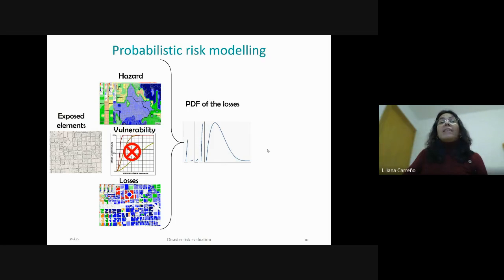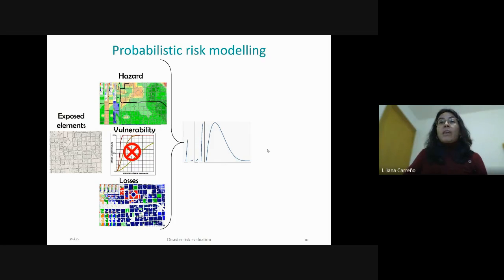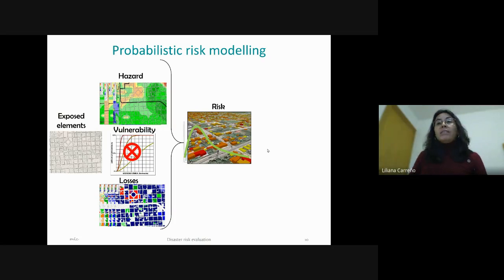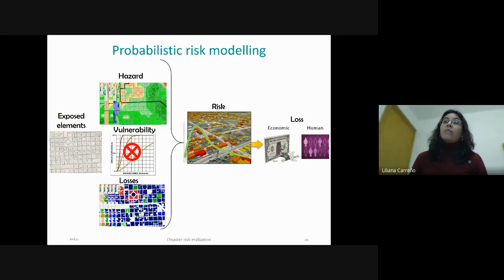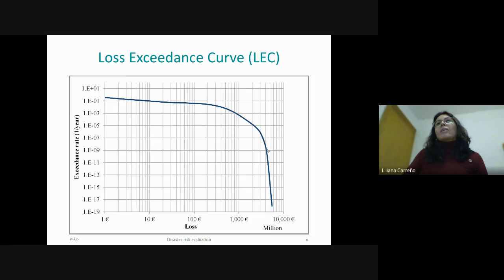And with all the probable scenarios, I finally integrate risk in a probabilistic way. These losses can be in terms of economic losses or human losses. And the main result of a probabilistic analysis is something like this, the loss exceedance curve, which relates, as you can see here, the losses with the annual exceedance rate.